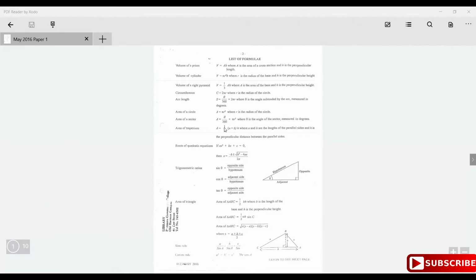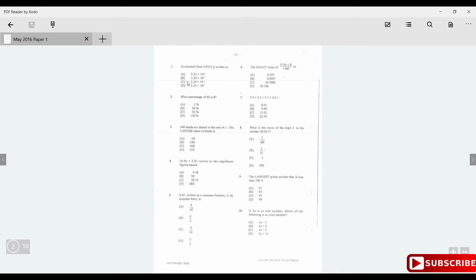Today we're going to be going through the 2016 paper 1. As you can see right here, it's 2016 paper 1. This is just a list of formulae that we will use to tackle this paper. Well, we don't really use it, but it's there if you forget any formulas. With that being said, let us begin.